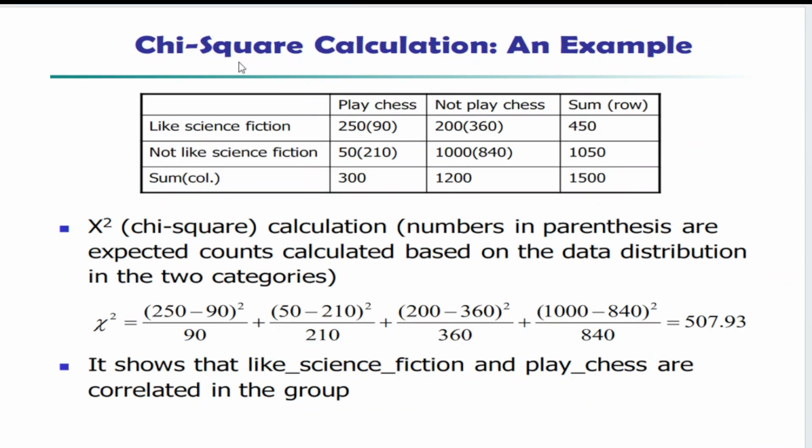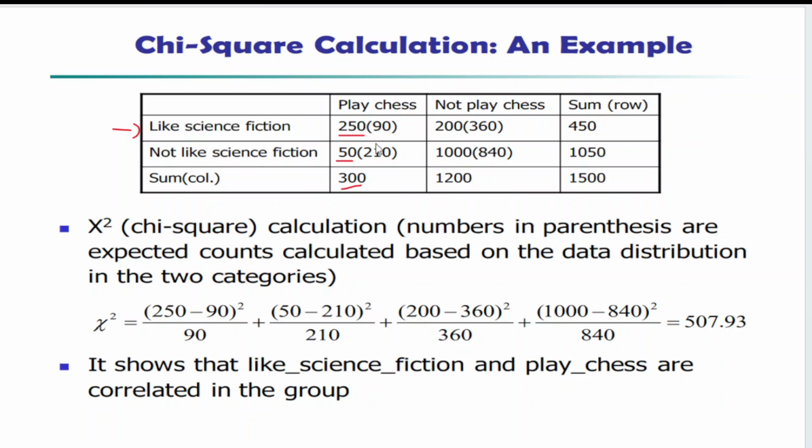Next one is a simple chi-square calculation. One example they have given. See here, I am having playing chess and not playing chess, and some of the columns and some of the rows. Here I am having different types of variables: one is science fiction movies, one is those who don't like science fiction movies, and one is the column information. So here, this is my chi-square calculation. If you see, those who like science fiction movies are 250 people, and here 50 people are there, and if you take the summation, 300 are there.